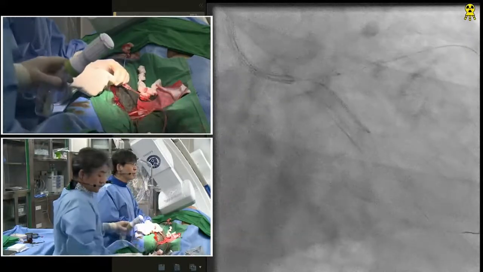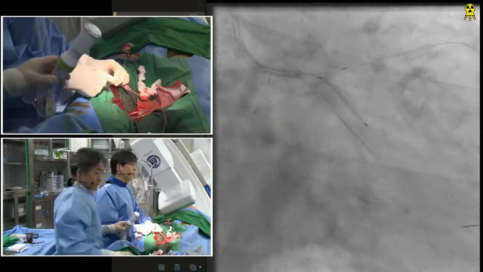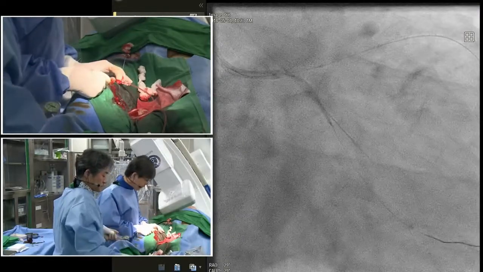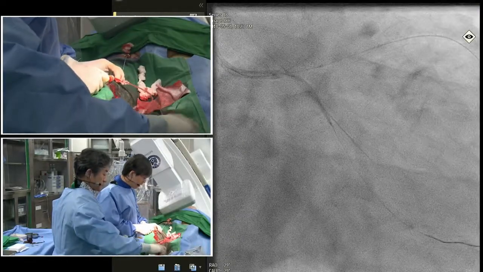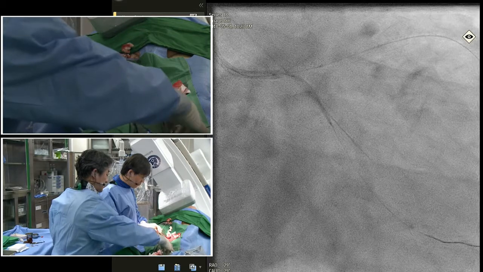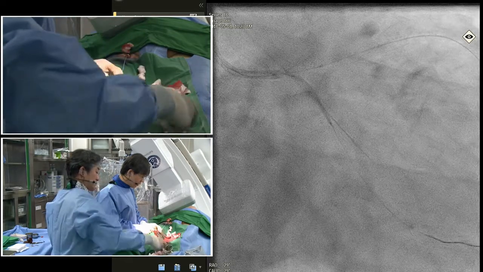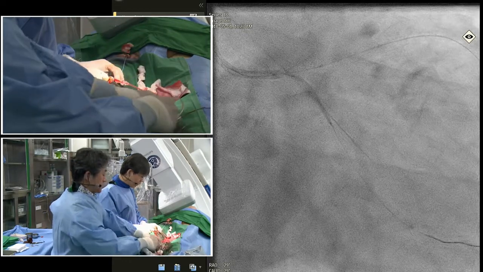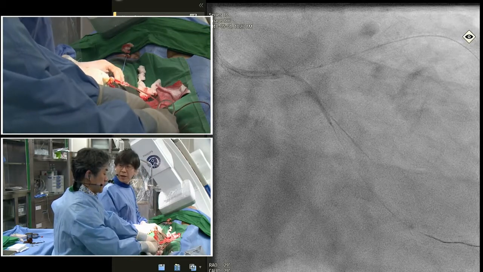I do like to validate all things by the IVUS finding. This is the stent, a synergy stent, 3.5 by 20. Yeah, that's 20.